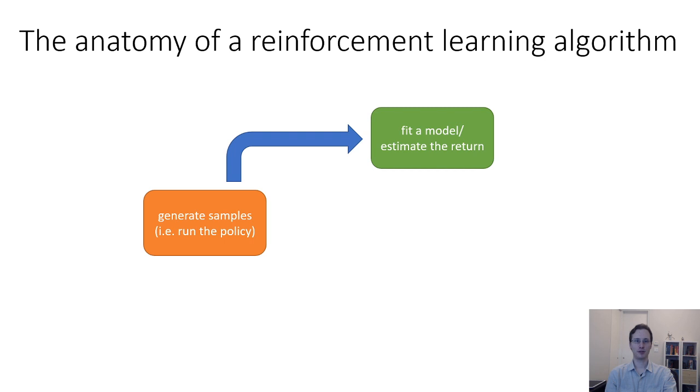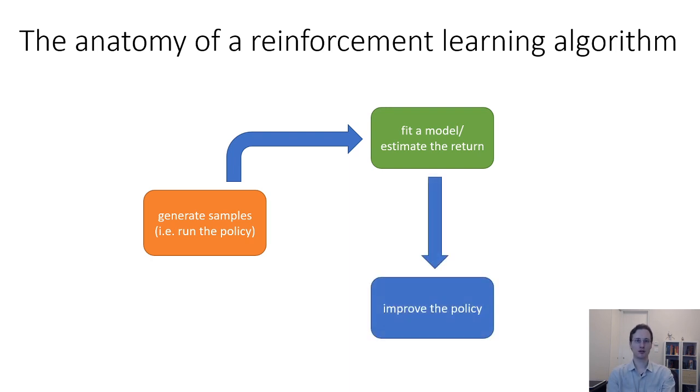Then we will have the green box, and the green box corresponds to learning some kind of model. This could be literally a model of the dynamics in a model-based RL algorithm, or it can be some sort of more implicit model such as a value function. This green box basically corresponds to estimating something about your current policy, something about how your policy is doing, how well it's performing, what kind of rewards it's attaining. And then we'll have the blue box, which is where you actually change your policy to make it better. And then you repeat this process.